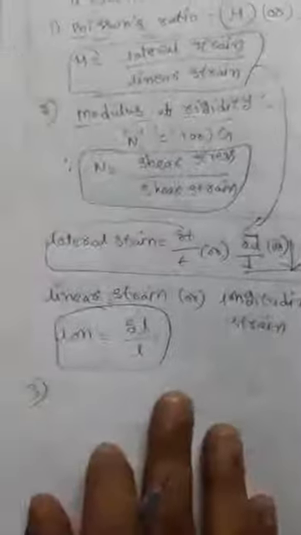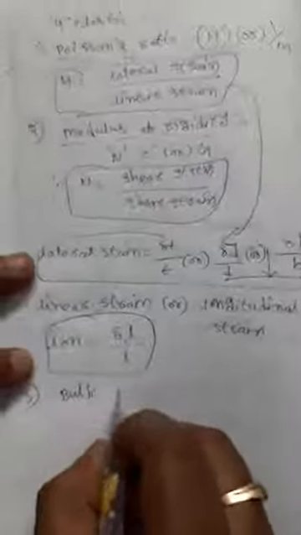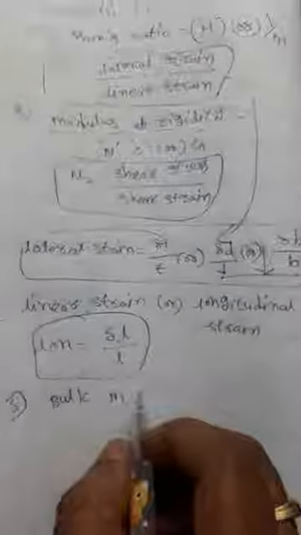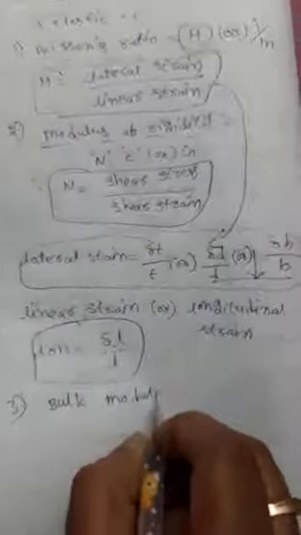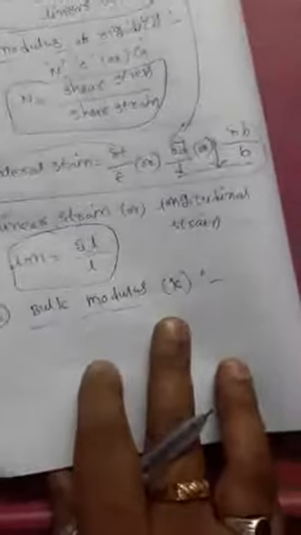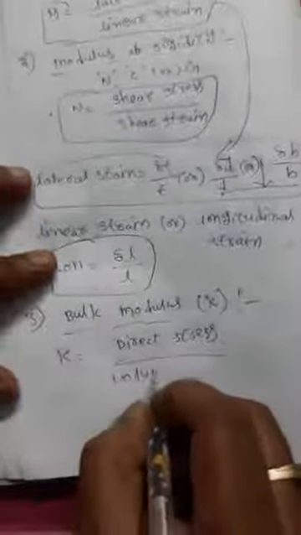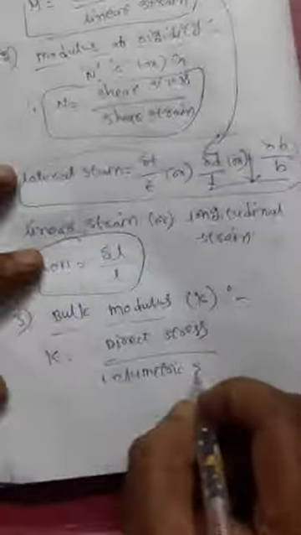And the third elastic constant is bulk modulus. The bulk modulus is denoted by the letter capital K. The bulk modulus K equals direct stress by volumetric strain.